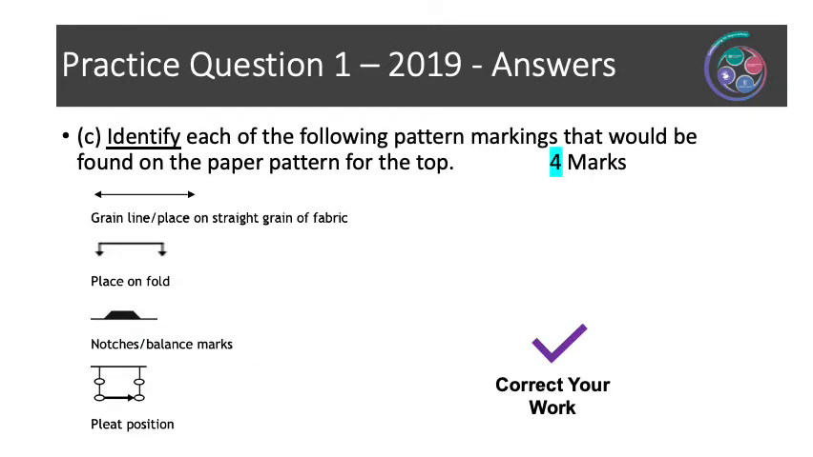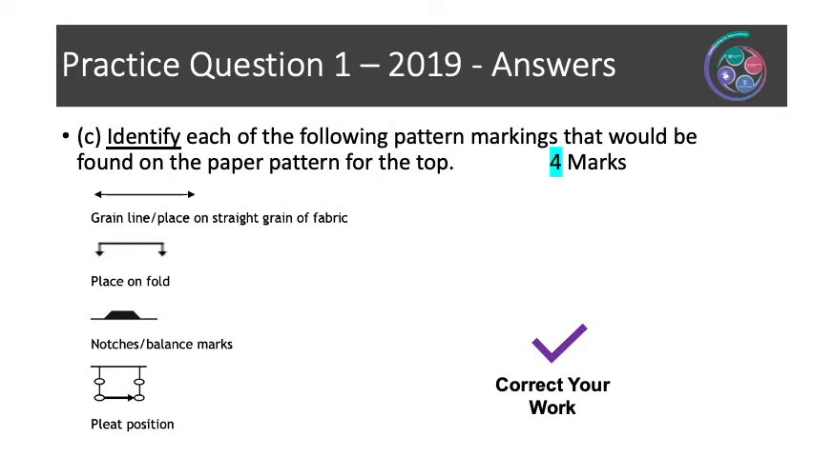So here are our answers to this question. You can see first of all that our command word is identify. So we know from this it's looking for short answers. Identify each of the following pattern markings that would be found on the paper pattern for the top, for 4 marks, and there are 4 pictures. So we can easily deduce that we require 4 answers, 4 short answers to get the 4 marks.